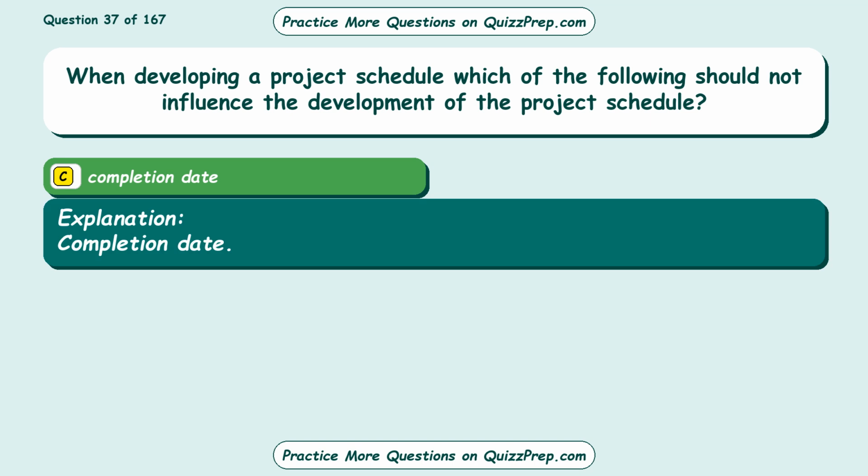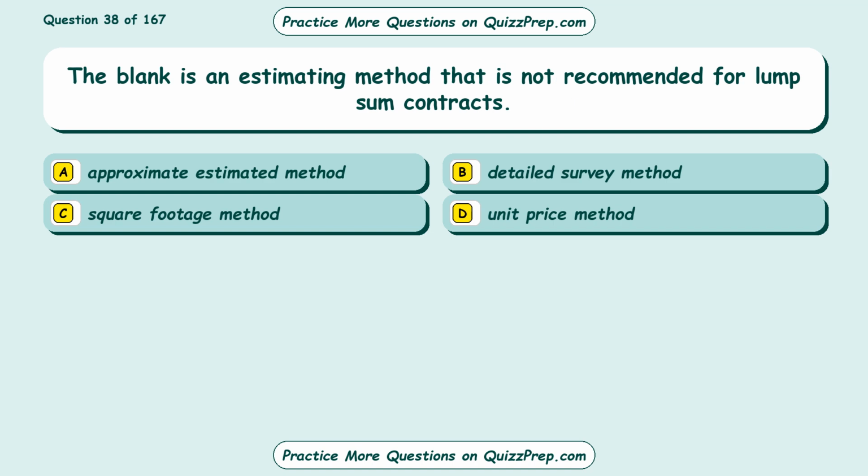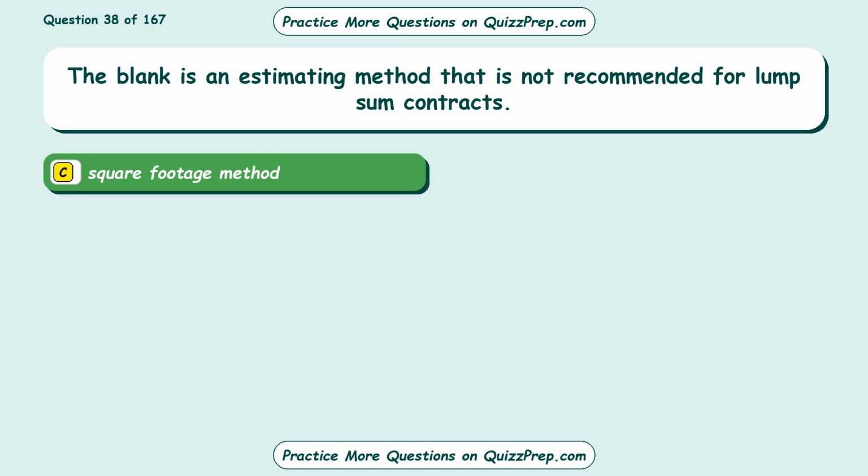Question 38. The blank is an estimating method that is not recommended for lump sum contracts. Option A, approximate estimated method. Option B, detailed survey method. Option C, square footage method. Option D, unit price method. The correct answer is option C, square footage method.